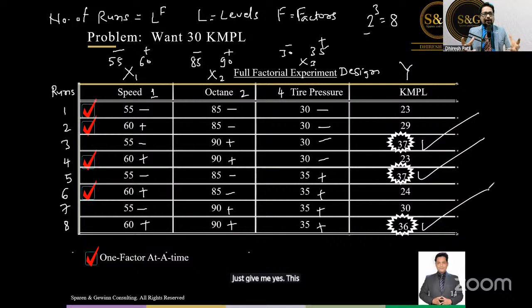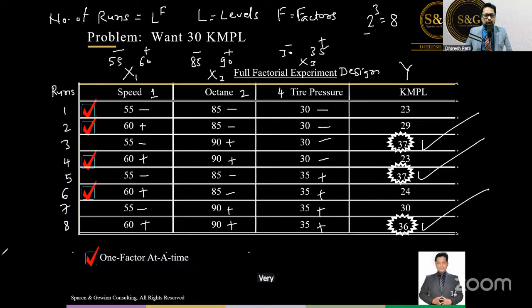This way we can also find out. It's very simple. Make the list. Okay, third and fifth are the same? No, third is what? 55, 90 and 30, right? Fifth is what? 55, 85 and 35, right? So third and fifth are not the same. Yeah, there's a change. All are unique combinations.